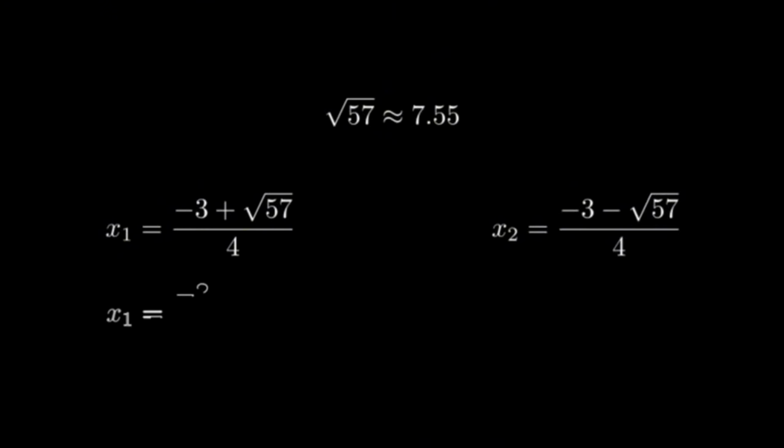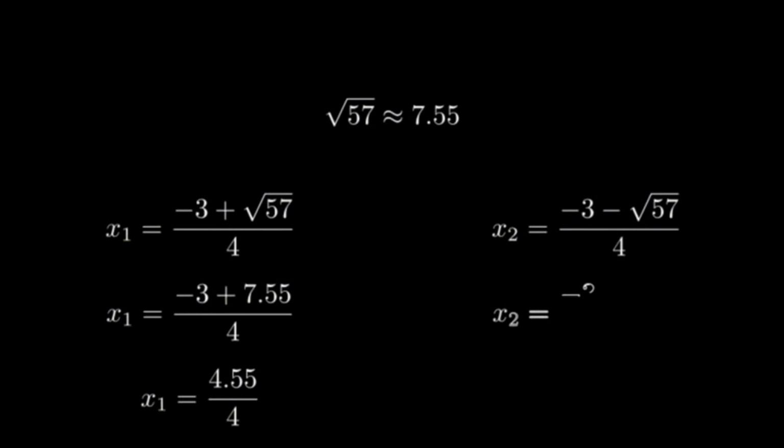For our first solution x sub 1, we replace the square root of 57 with 7.55, giving us negative 3 plus 7.55 in the numerator. When we add these terms, we get 4.55. Then we divide 4.55 by 4, which gives us approximately 1.14. So our first solution is x sub 1 approximately equals 1.14.